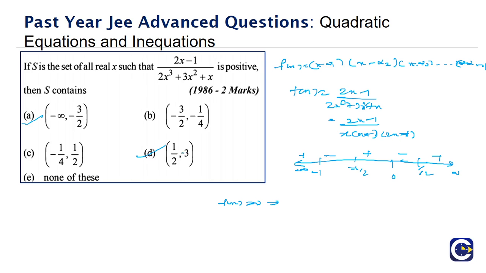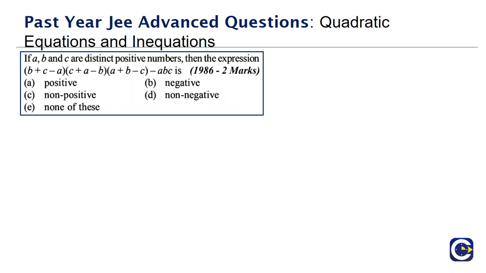Moving on to the next question: if a, b, c are distinct positive numbers, then the expression (b plus c minus a) into (c plus a minus b) into (a plus b minus c) minus abc is, which of the following options are correct? So given that a, b, c are distinct positive numbers, you write the expression (b plus c minus a)(c plus a minus b)(a plus b minus c) minus abc.